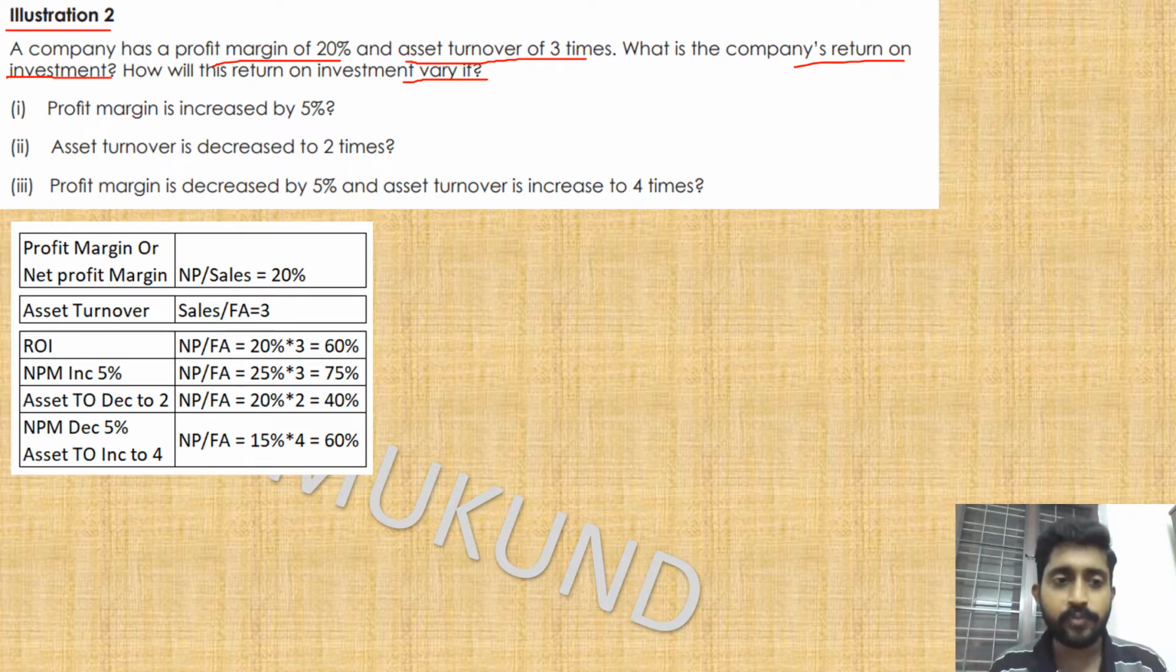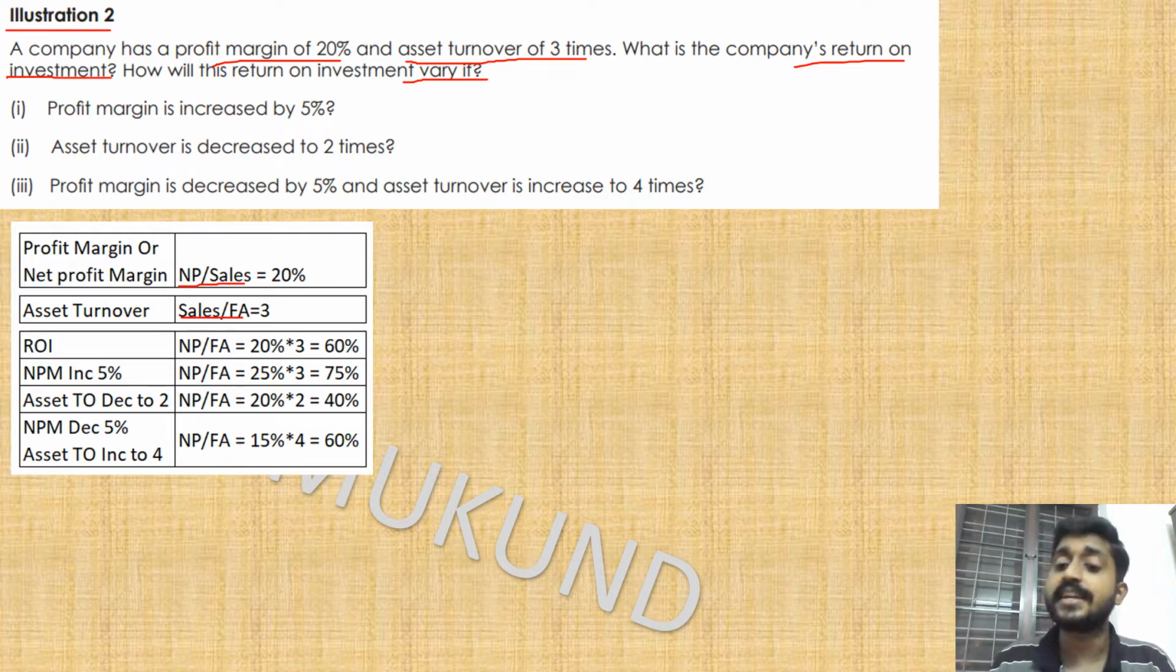There is a very simple formula. What is net profit margin? Net profit divided by sales. What is asset turnover ratio? Sales divided by fixed assets. If we multiply these two formulas, net profit divided by sales multiplied by sales divided by fixed assets, the sales will cancel each other, and it becomes net profit divided by fixed assets.